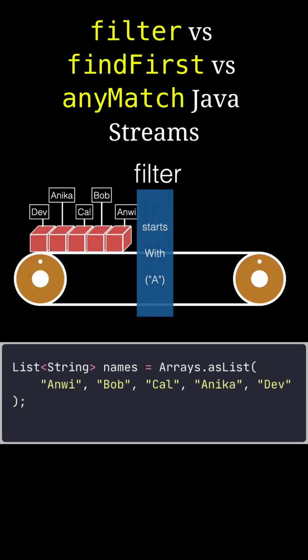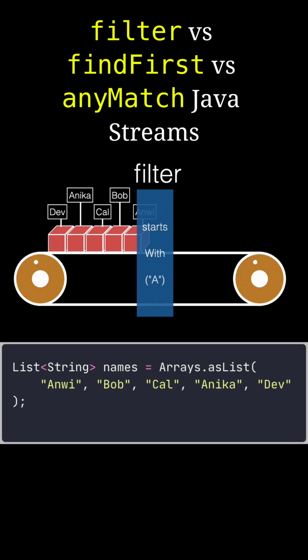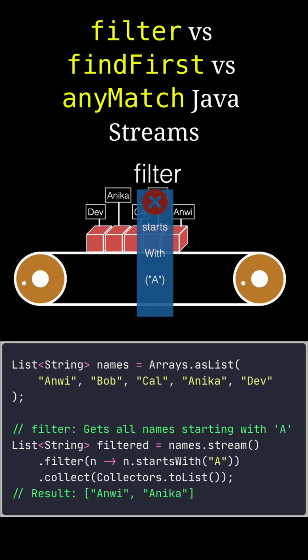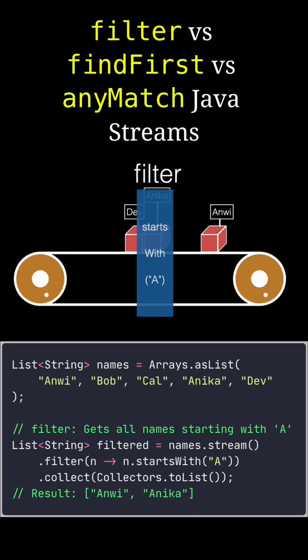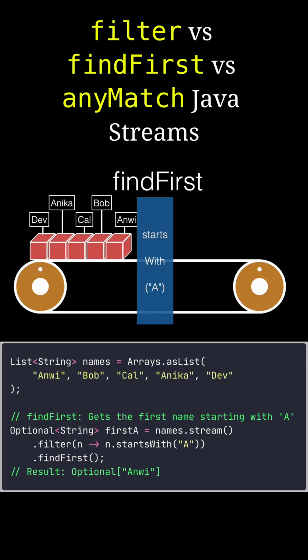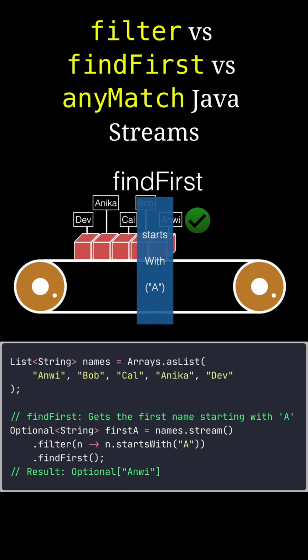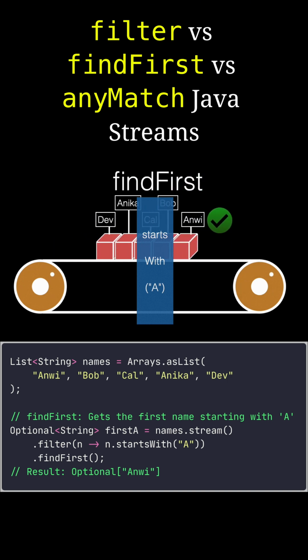For example, suppose we have packages coming in for Anvi, Bob, Cal, Anika, and Dev, and the conveyor belt only allows packages for people whose names start with A. Then filter collects the packages for both Anvi and Anika. But if we call findFirst, then as soon as the package for Anvi is checked, since her name starts with A, the conveyor belt stops and returns immediately the package wrapped in Optional.